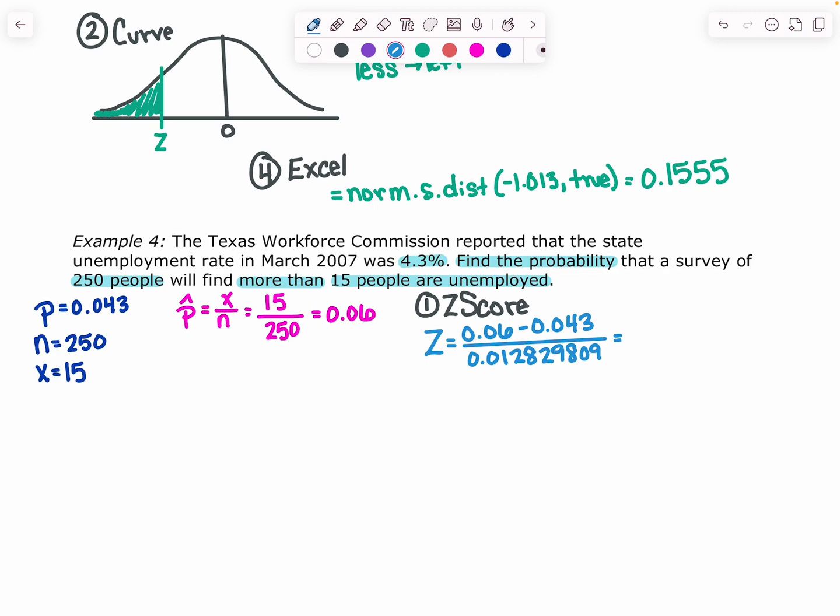So 0.06 minus 0.043 is 0.017, and then that's divided by 0.012829809. That gives 1.325.